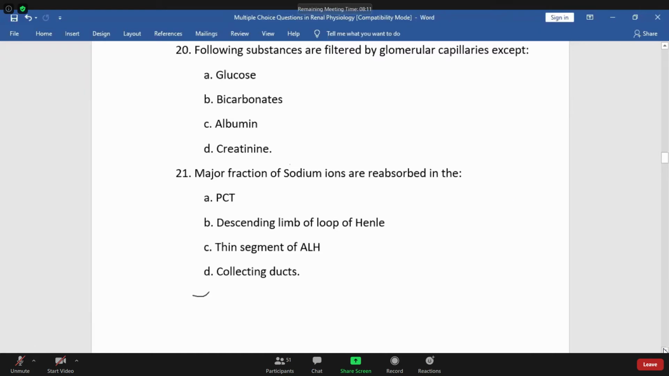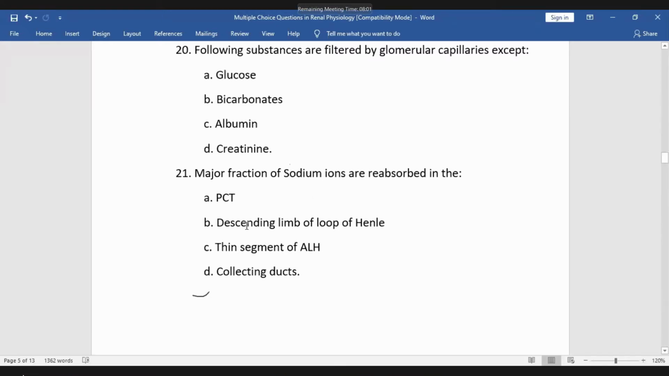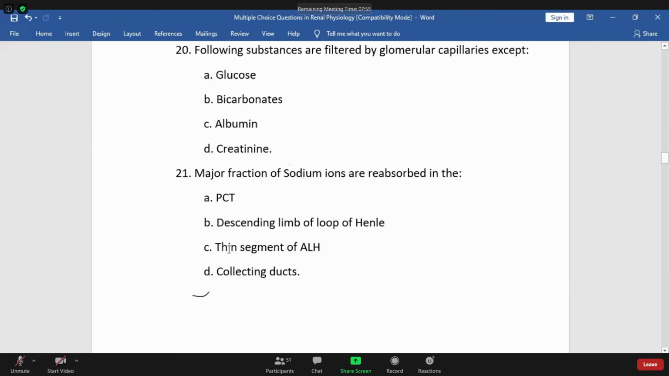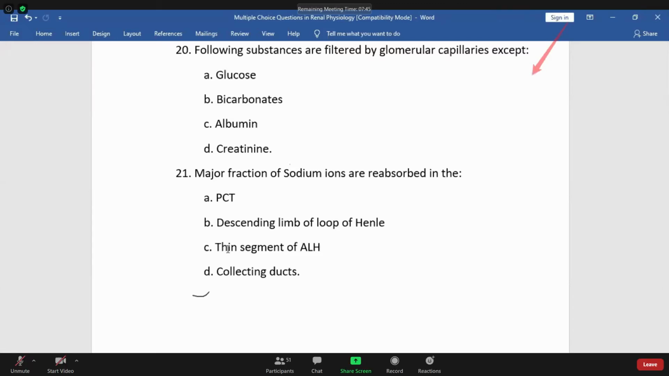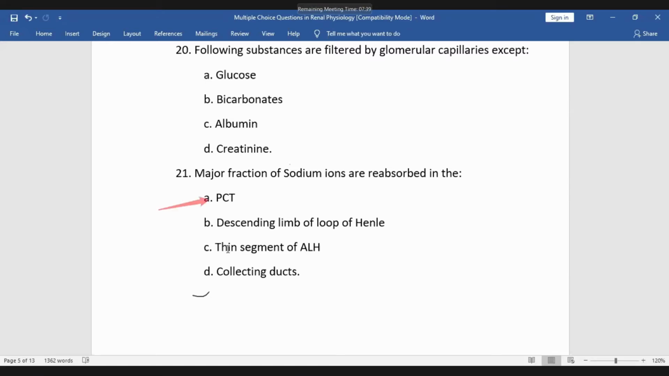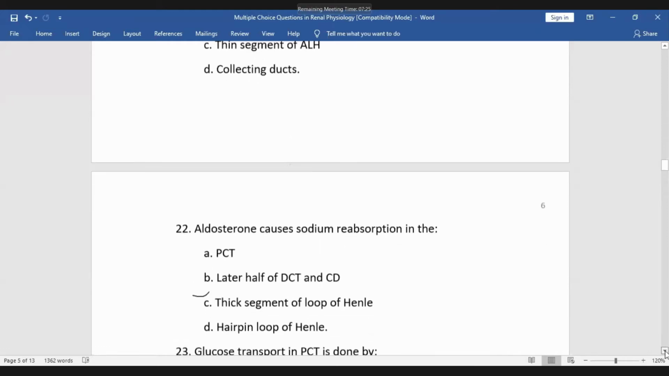Thin segment of the ascending limb, no absorption. Little bit in the collecting ducts, that is, in the collecting ducts sodium is reabsorbed. If you put the thick segment of the ascending limb of the loop of Henle, then nearly 20% of the sodium is reabsorbed. 70% in PCT, 20% in thick segment, and remaining 7 to 8% in the distal convoluted tubule and collecting ducts. So, the correct answer is, now ladies and gentlemen, a little bit more.